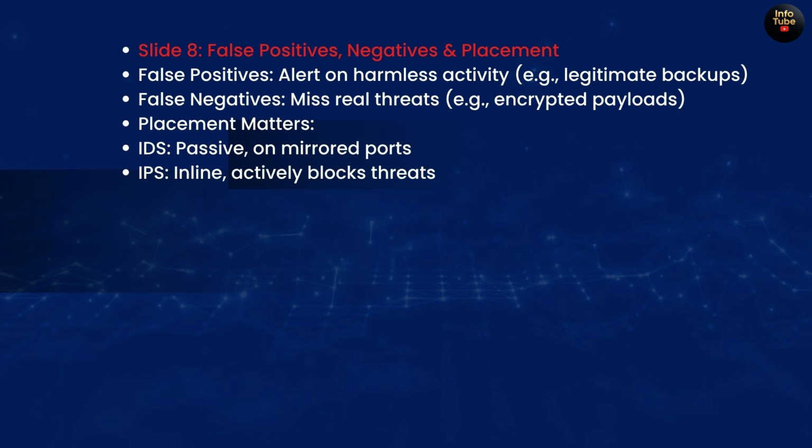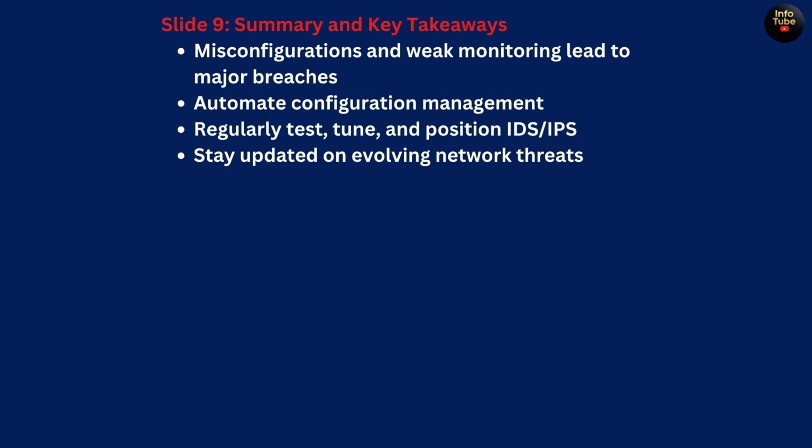Let's quickly review. We covered 5 common network misconfiguration areas: configuration drift, routing errors, switching errors, insecure routing and VPN or tunnel errors. We also discussed 4 major IPS and IDS issues: rule misconfiguration, lack of rules, false positives and negatives, and poor placement. These missteps are frequently exploited by attackers, so recognizing and correcting them is essential to maintaining strong security. That wraps up this lesson on network misconfiguration and IPS/IDS issues.